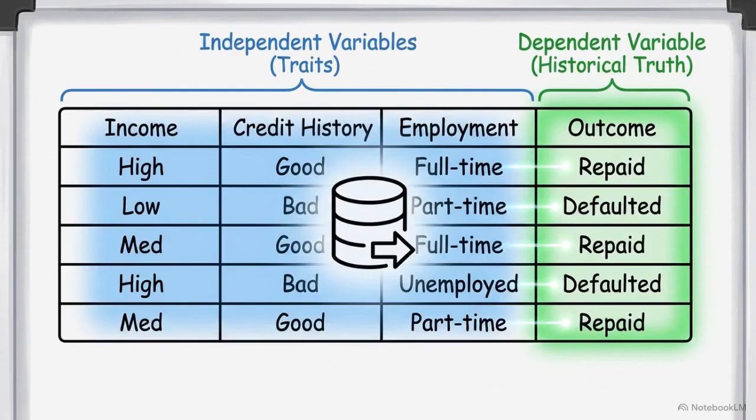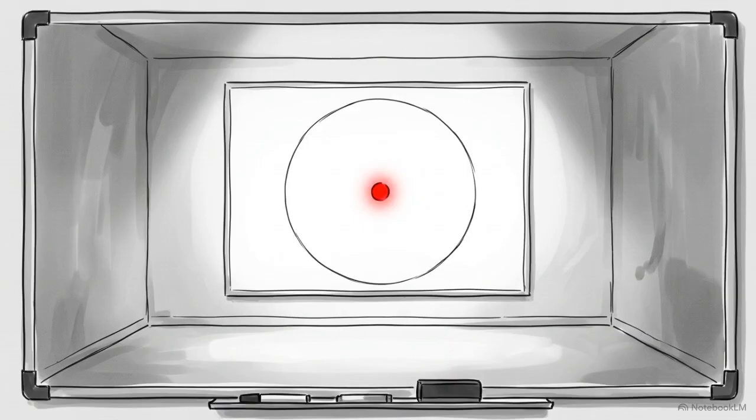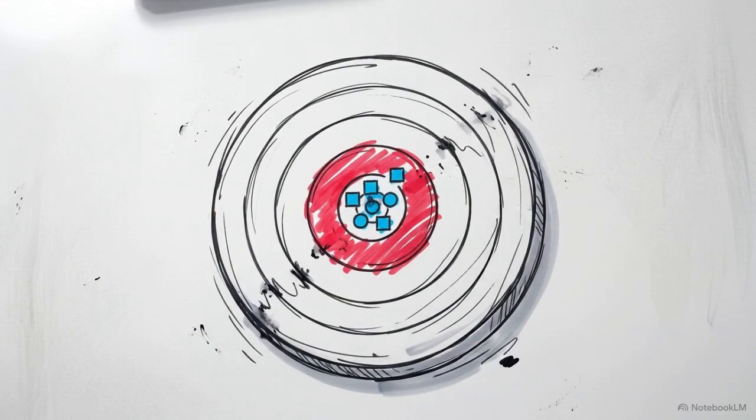Look at this table representing a simplified training dataset. It holds historical attributes for past applicants, utilizing columns like income, credit history, and employment. The algorithm scans these traits to learn structural patterns. But notice this final outcome column. This is our dependent variable, the known historical truth of whether the applicant defaulted or repaid. The other columns are our independent variables, the traits we use to predict that truth. Without a historical baseline of known truths, the algorithm has no targets to learn from. The training dataset provides the exact facts required to build a predictive model.